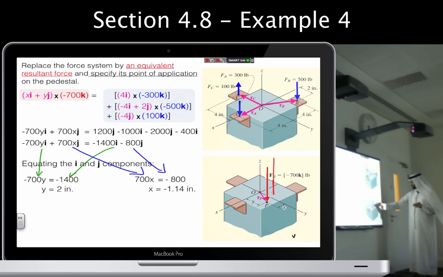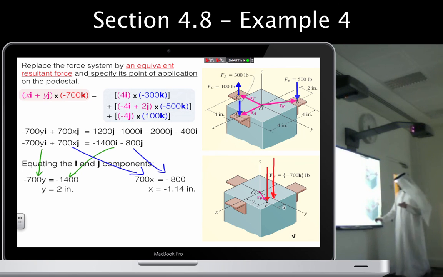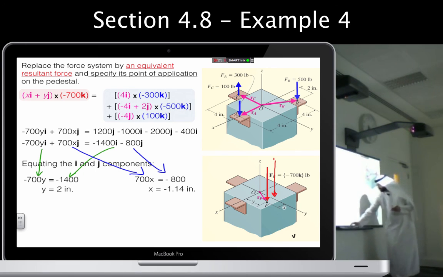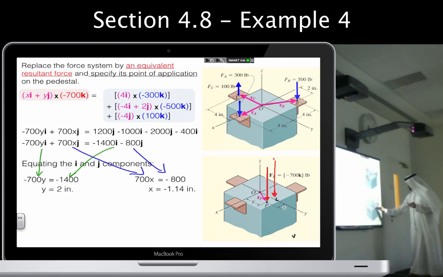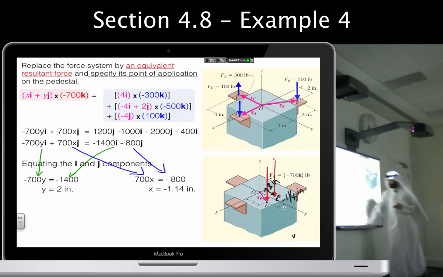It will be somewhere here. Since x, let me draw it well. Since x is negative, it will be somewhere here. You have a minus 1.14, and you have 2 inches. This is in inches. This is 2 inches. Okay, that's it.